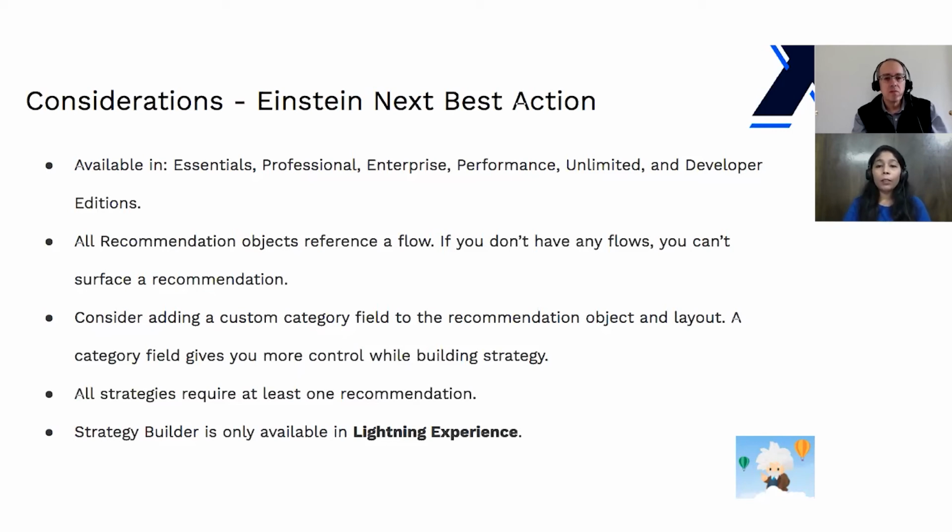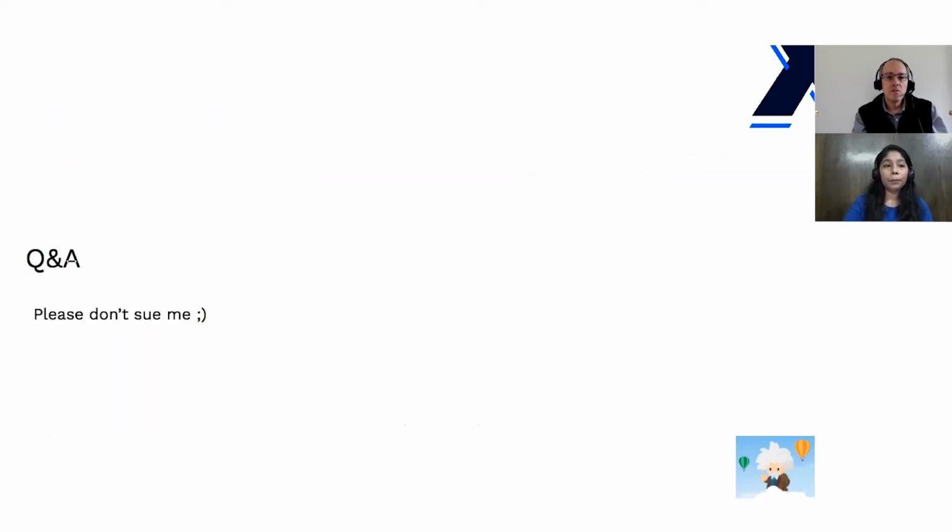Also, there is one interesting thing with recommendations. While creating recommendations, you might want to include a category field. What the category field does is give you more control while building your strategy. You might have the same recommendation names for different categories of your leads, so you can basically segregate them based on category, and you'll have a perfect strategy to be taken up.